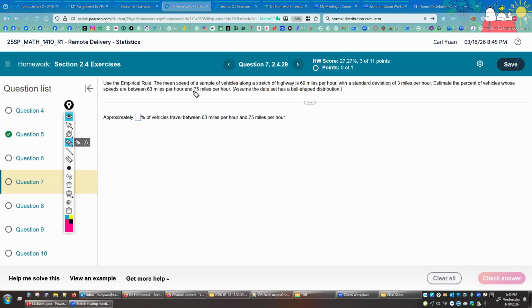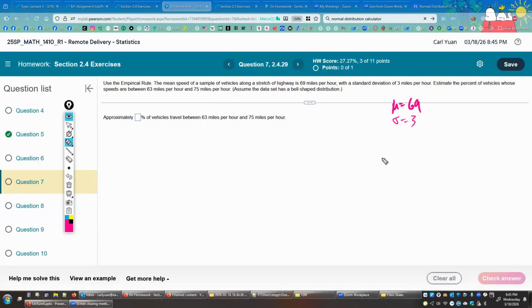The mean speed of a sample of vehicles along a stretch of highway is 69 miles per hour. Okay, so the mean equals 69, all right. And with a standard deviation of 3 miles per hour, so the standard deviation is 3. Estimate the percent of vehicles whose speeds are between 63 and 75.